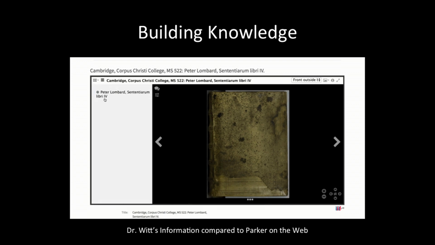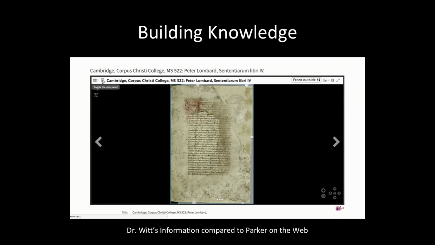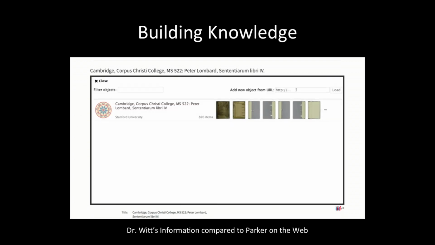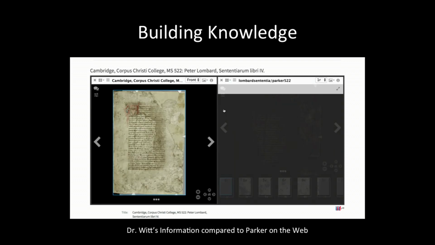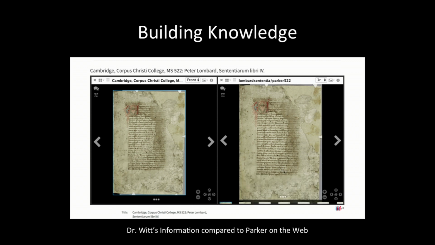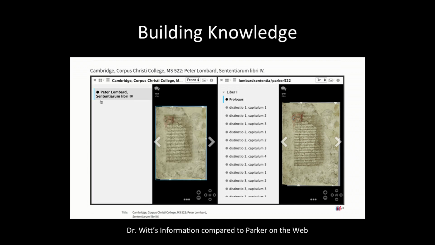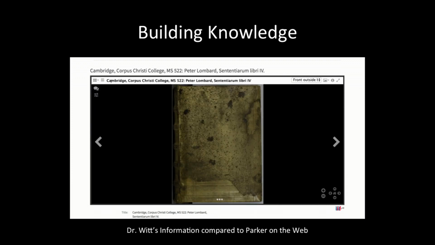So what happens when Jeffrey Witt meets an institutional repository like Parker on the Web? In Parker on the Web, we had just enough knowledge to provide a very small table of contents for this manuscript. Jeffrey, on the other hand, knows a lot more about the manuscript. So if we bring his version of the table of contents in, we can compare them side by side. Here, Jeff has a whole list of chapter headings and sections of the book that are available, whereas Parker only had what's there on the left, that it was a Peter Lombard text.